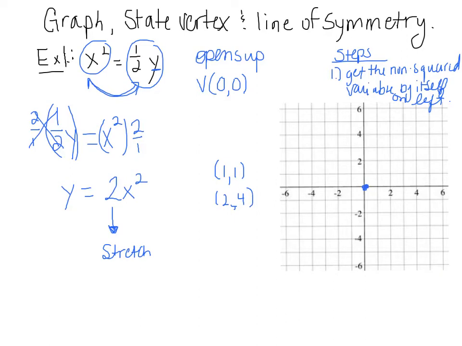Okay, well, if I'm stretching this by 2, you're taking the y values and multiplying that by 2. So my new ordered pair would be at (1, 2), and this ordered pair would be at (2, 8). Okay, so let's go ahead and graph those. (1, 2) would be right here. (2, 8) would be off my graph. It's going to be way up here, so I'm not going to graph that one.